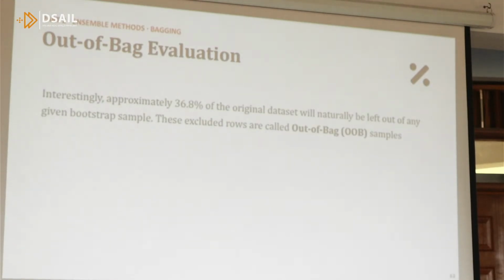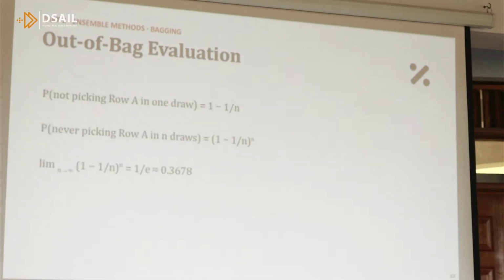The number of excluded rows has a term. It's called out-of-bag samples. And the mathematics is very interesting. This is just a quick one. The probability of not picking a row A in a draw: if we are picking n rows, the probability of not picking a given row is 1 minus 1 over n, isn't it? Because they are equally likely to be picked. And then after n draws, it's multiplicative. So (1 minus 1 over n) to the power n.